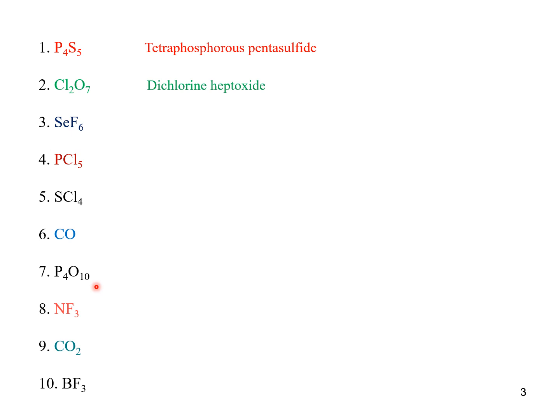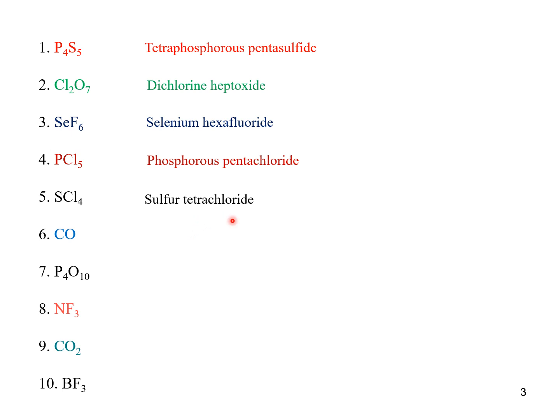Next one, SeF6: selenium hexafluoride. One selenium atom, but we should not say monoselenium. Mono is omitted for the first nonmetal. It's simply selenium. And how many fluorides? 6 fluorides. Hexa is the prefix: hexafluoride. PCl5: phosphorus is the first nonmetal, and then there are 5 chlorines, pentachloride. Phosphorus pentachloride.